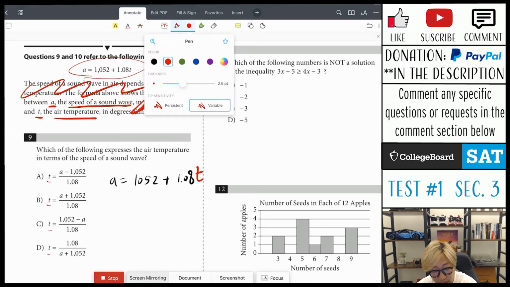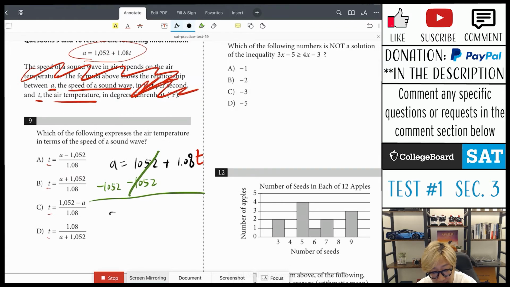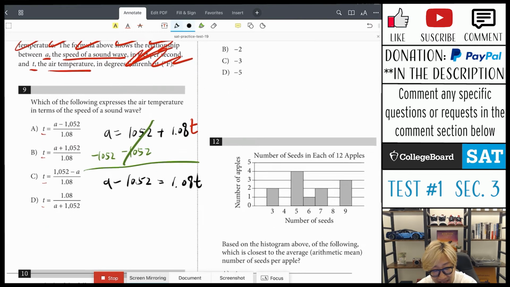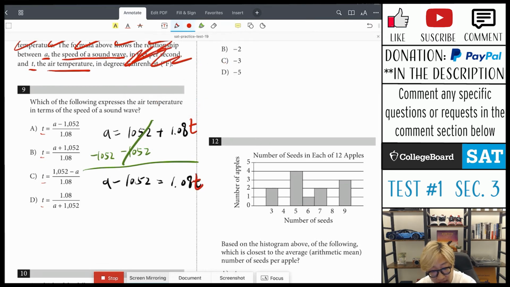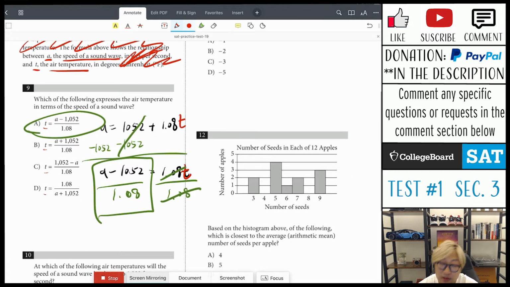Focus on the T. First thing first, I want to subtract 1052 on both sides. Once again, we're trying to leave the T alone. So we got A minus 1052 is equal to 1.08 T. Go ahead and divide by 1.08 on both sides, because then you finally leave the T alone. So it must be this one. Don't solve everything correctly and just circle the wrong answer. Believe it or not, a lot of people do that.